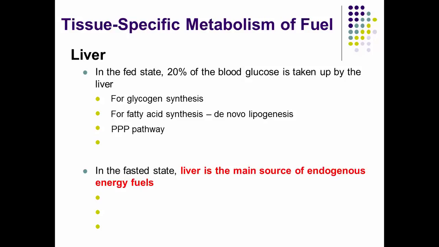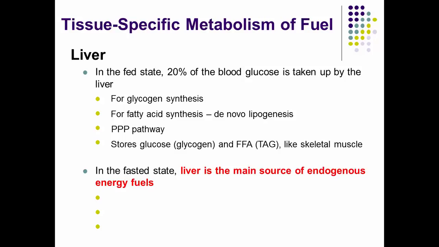And glucose can also be metabolized through the pentose phosphate pathway, right? So stored glucose and fatty acids, just like I already mentioned, right?